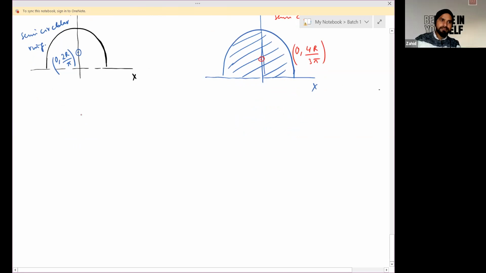Next is the cone. A hollow cone means empty from inside. So its center of mass would lie at this point, 0, h by 3. H will be the total height.